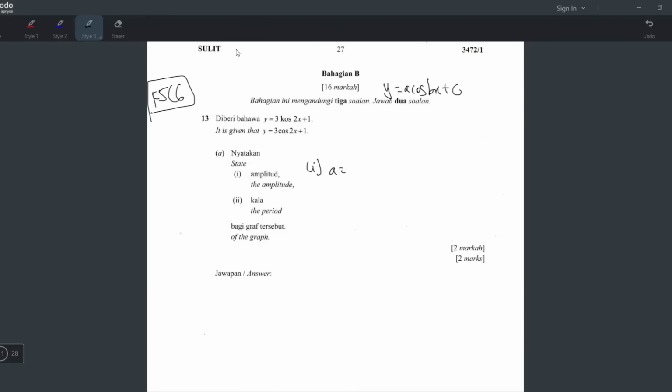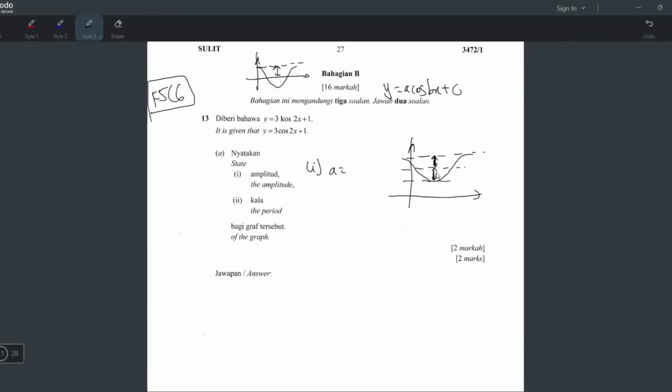And what is amplitude? Amplitude is the distance from the maximum value to the center line. That's amplitude. Okay, or you can say the distance between minimum value to the center line. Okay, what if your graph is like this? Where is your amplitude? Not here. It's not here. Remember, it's always the highest value, maximum value to the center line. So the amplitude is always this. Okay, like that.